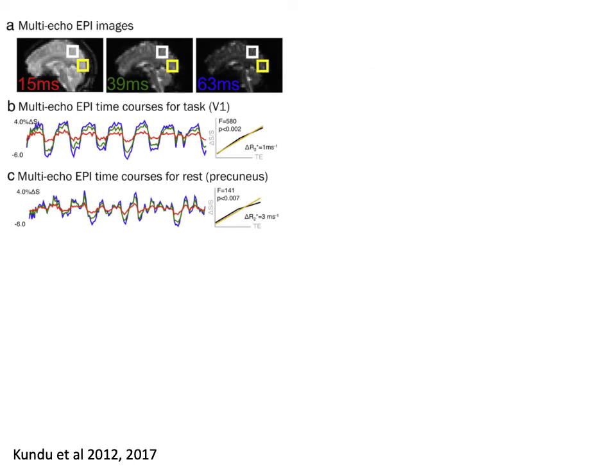An integrated framework for differentiating the magnetization and relaxation terms was introduced by Kundu and colleagues in 2012. It is based on the acquisition of multi-echo EPI images. In this example, images are acquired at echo times of 15, 39, and 63 milliseconds, with the corresponding time courses shown in red, green, and blue, respectively, for a task-related fMRI signal from the visual area V1 shown in row B, and resting state fMRI signal from precuneus shown in row C. The normalized changes in the signals from both ROIs exhibit a linear dependence on echo time, indicating that they represent BOLD-related relaxation terms.